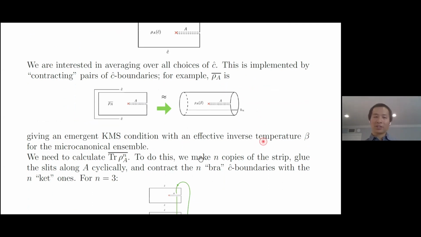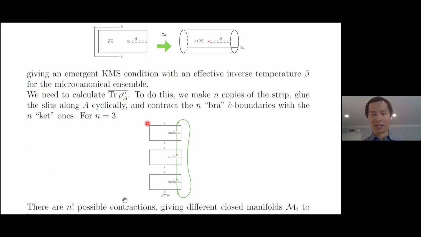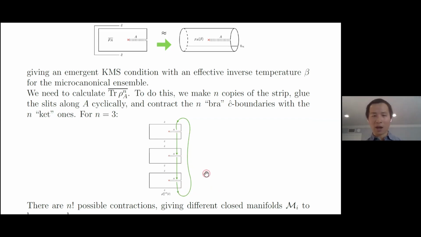So we actually need to compute not just rho A, but the trace of rho A to the nth power and then average. So when we do this, we make n copies of the strip. Here's a picture where n equals 3. We make n copies of the strip and then glue the slits along A cyclically and contract the n C hat boundaries with the n C hat ones. So contracting the top with bottom.